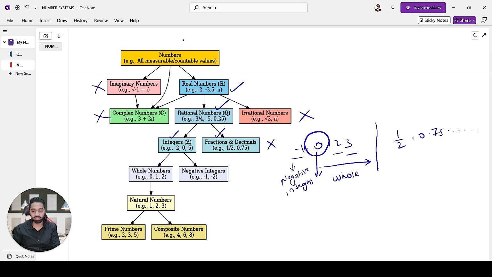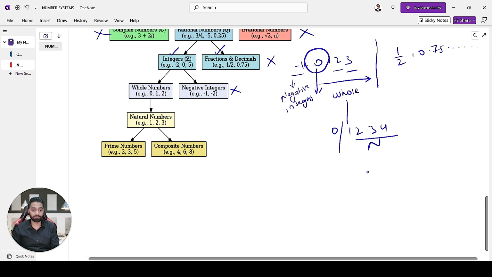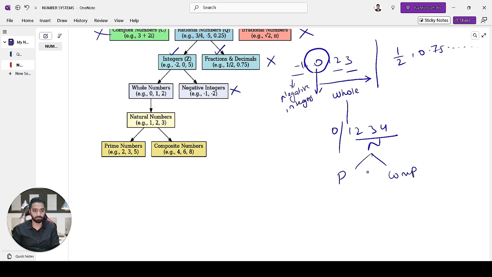Okay. So within integers, what do we have? Whole numbers and negative integers. Negative integers we have already covered. Now in whole numbers we have natural numbers. So apart from 0, 0 is separate. 1, 2, 3, 4, these are natural numbers. Okay, this is the last part. So within natural numbers we have two. One is prime number, one is composite number.